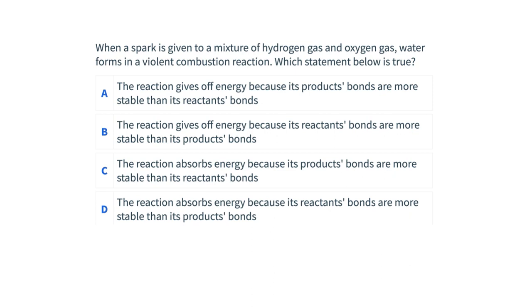Violent reaction, combustion reaction, energy is being given off. So energy is coming off this reaction, and it's because, as we were saying before, the products' bonds are more stable, they're stronger. That's why this reaction has that energy associated with it. So the reason exothermic reactions are exothermic has to do with bond strengths being stronger in the products, and endothermic reactions forming weaker bonds in the products.